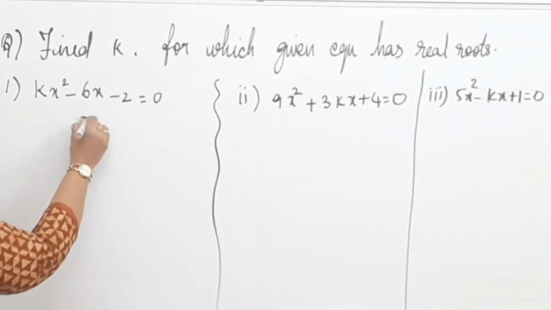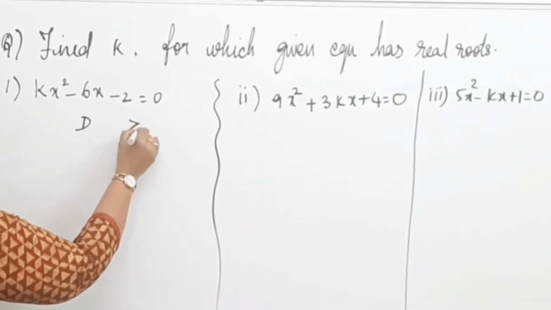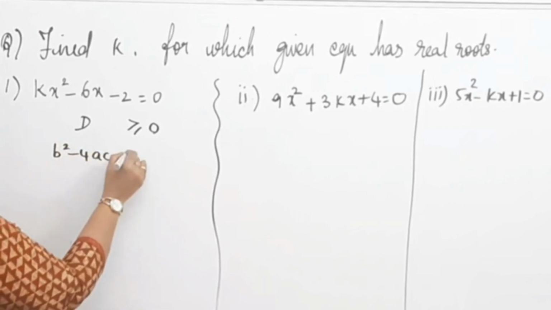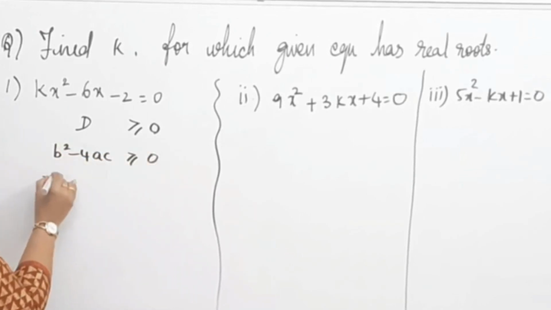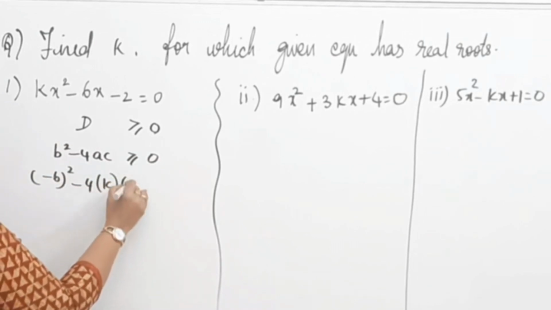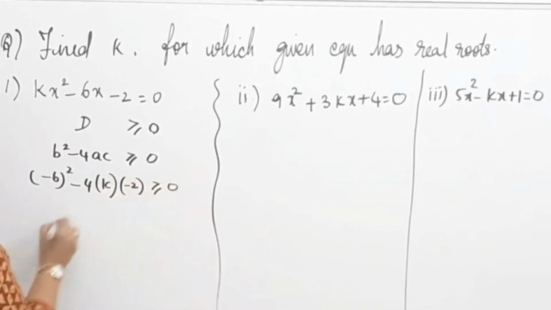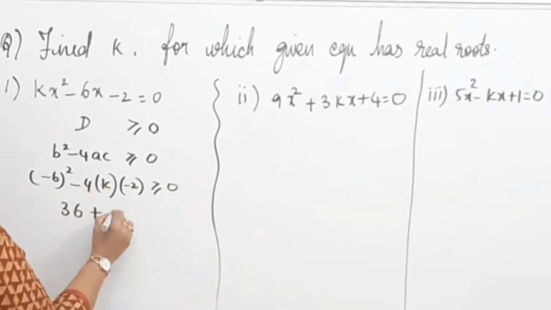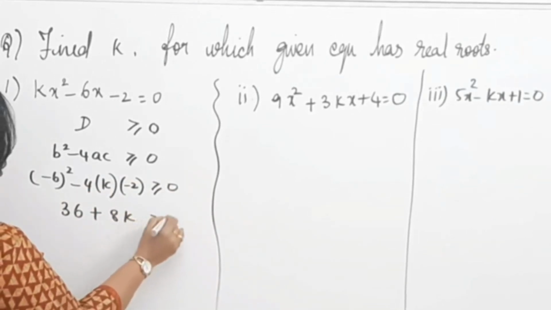So let me have real roots, which means D is greater than or equal to 0. So b square minus 4ac is greater than or equal to 0. B square is minus 6a whole square, minus 4 into a is k and c is minus 2, greater than or equal to 0. So 36, minus into minus is plus, 4 2s are 8k, is greater than or equal to 0.